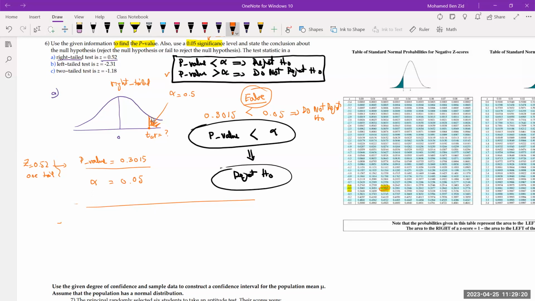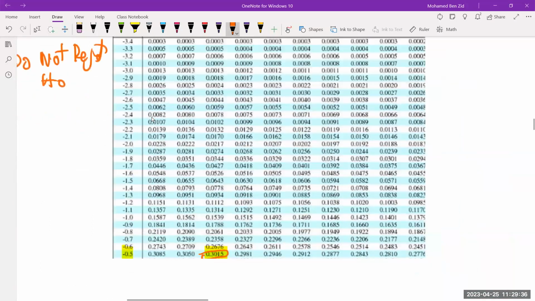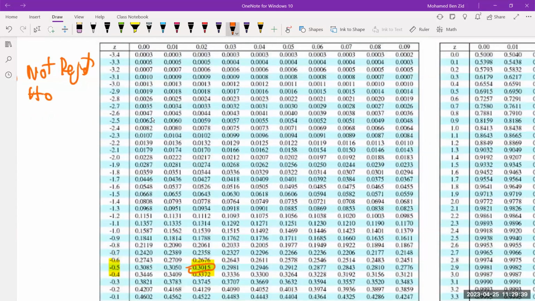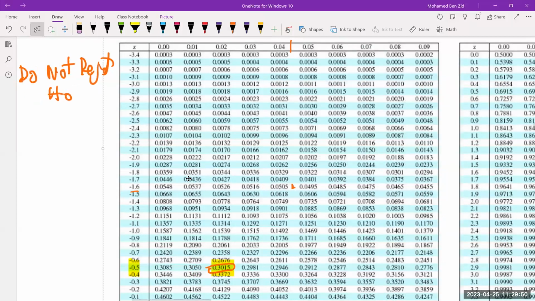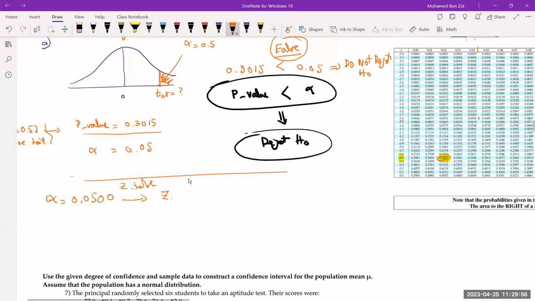So alpha is going to be 0.05. That's a small tail. Add 2 zeros, that's 500. All right, you go to the z table. So you go to 500, and 500 you're going to be in between here, right? So you're going to be 1.6 between 4 and 5. That's 45, right? 1.645. So this is going to be z critical, 1.645.